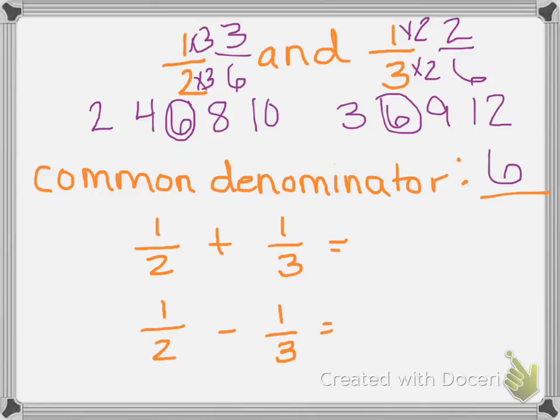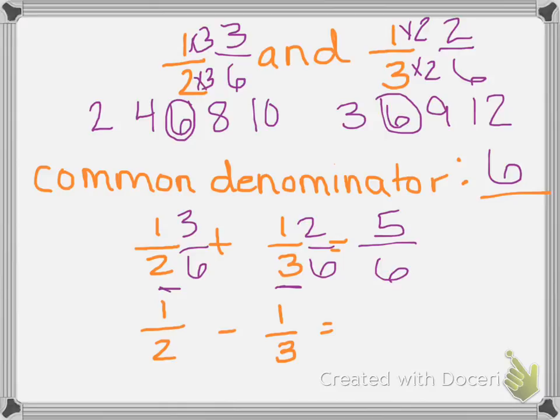So now it wants us to add 1/2 and 1/3, which again we know 1/2 is 3/6 and 1/3 is 2/6. So therefore our answer is 5/6. Remember, we can't add 1/2 and 1/3, we have to use that common denominator.